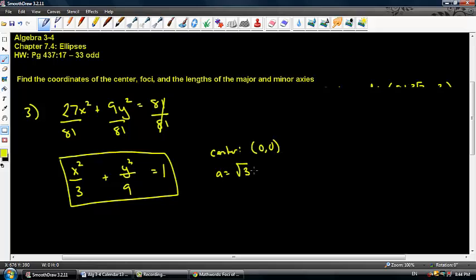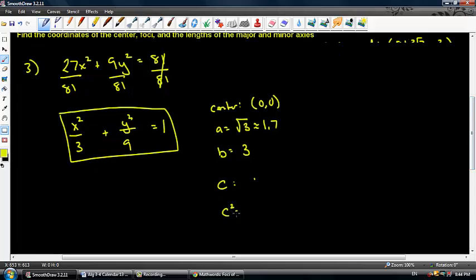A is going to be the square root of 3. So let's go ahead and just guesstimate that. That's about 1.7. B is going to be 3. And C, well, C is going to be c squared. Let me scroll down here. C squared equals A squared minus B squared.